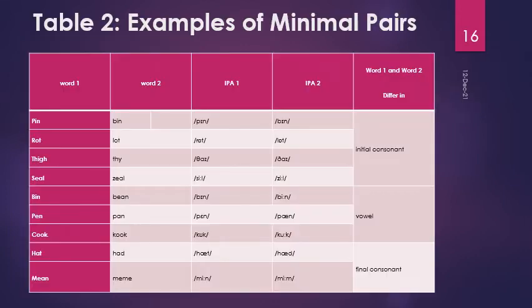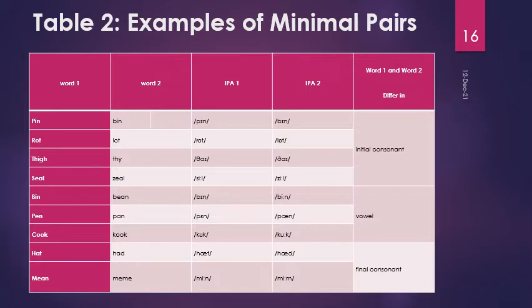Here are some examples of minimal pairs on table 2. For example, we have the word pin and bean. We see that the two words look alike except in one position where the first one has a p sound and the second one has a b sound. But the vowel and the final sound remain the same. We also see them in rot and lot, thigh and thigh, seal and zeal.